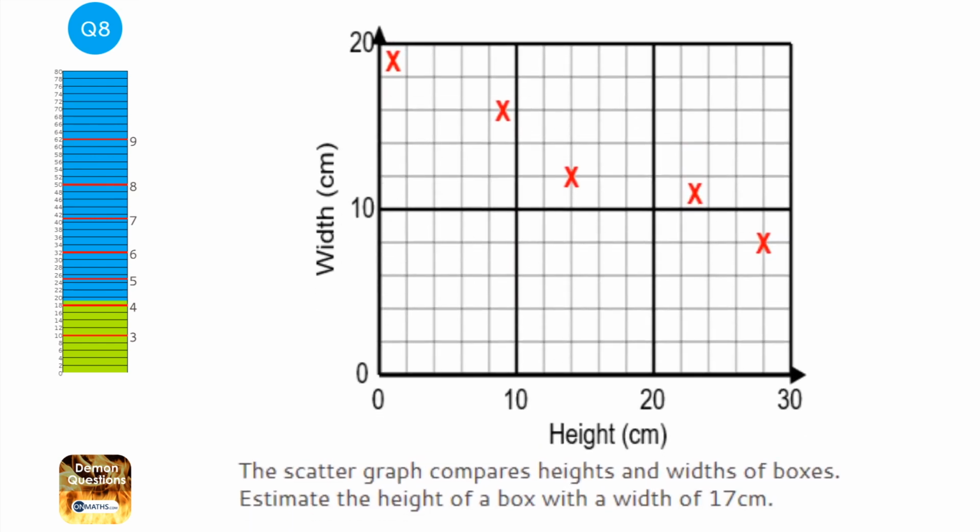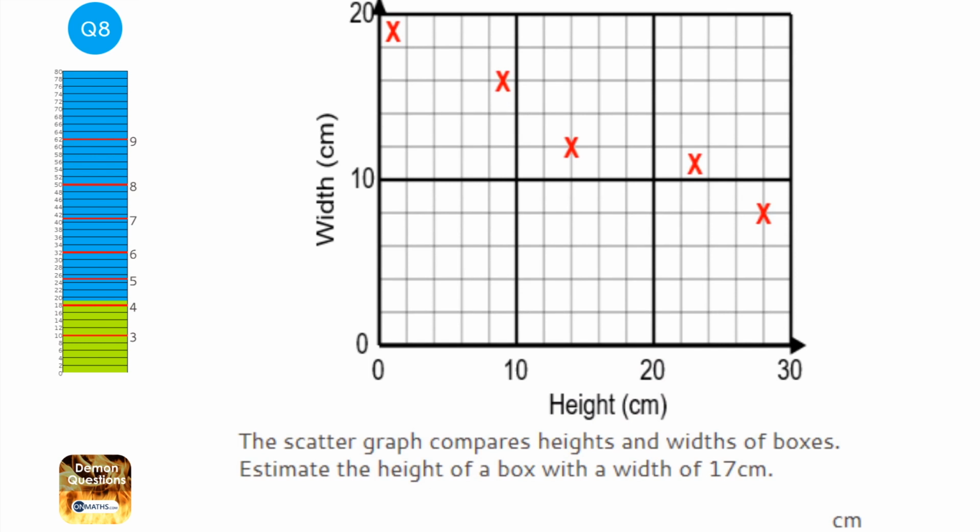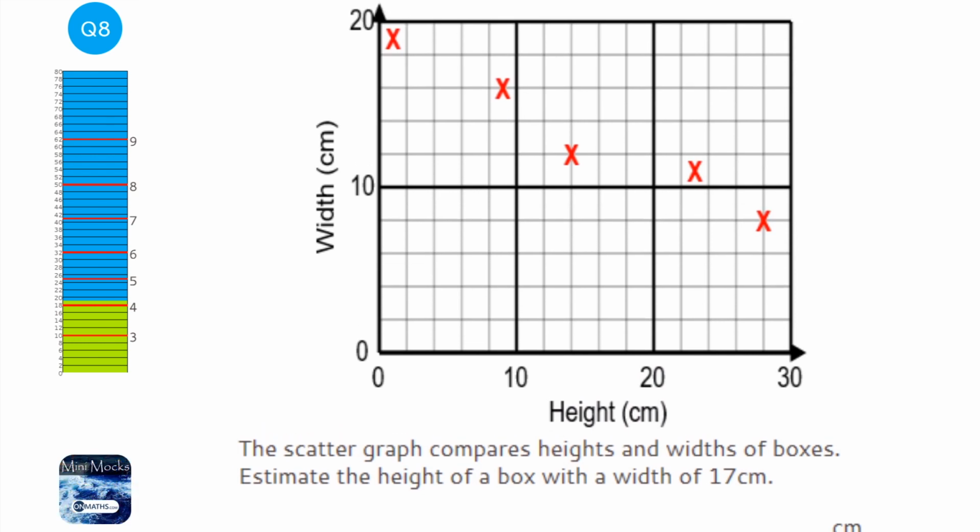Okay, so whenever we're asked to estimate with a scatter graph, we're always going to start off by drawing a line of best fit. So I'm going to draw my line of best fit, and yours might be different to mine, and that's absolutely fine. Now, it's asking us to estimate the height, and it's giving us the width. And that's really important because the width is up the side. So a common mistake would be to read 17 from the bottom, but the height is at the bottom.